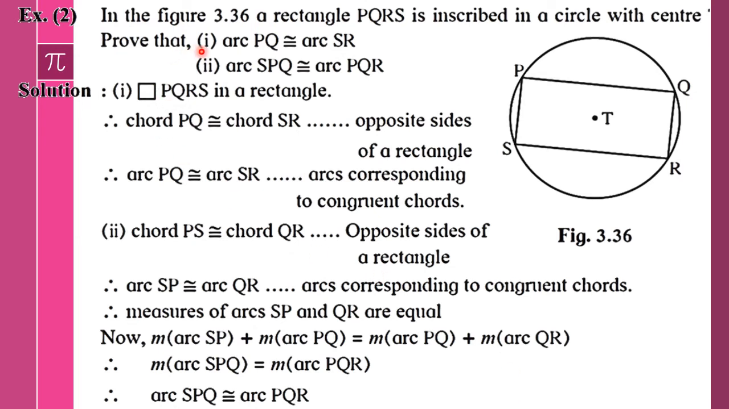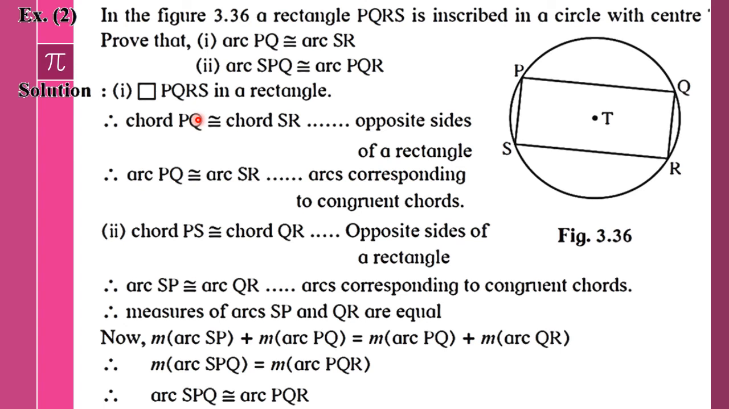Here in figure 3.36, a rectangle PQRS is inscribed in a circle with center T. Prove that, first, arc PQ, this particular arc PQ, is congruent, not the chord, but this arc PQ, to arc SR. Next we need to prove that arc SPQ, that is this full arc SPQ, is congruent to arc PQR. That is this part to the left.